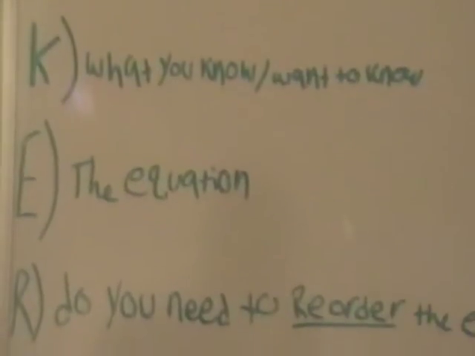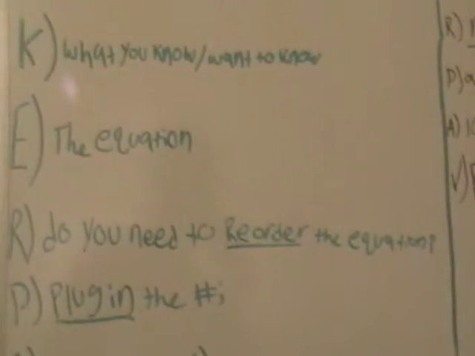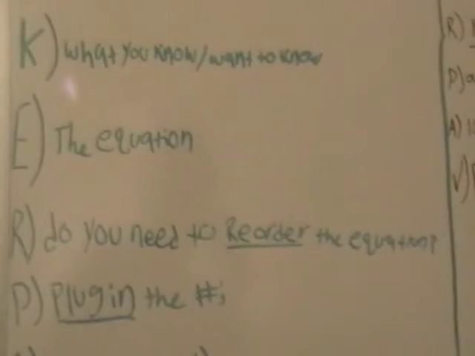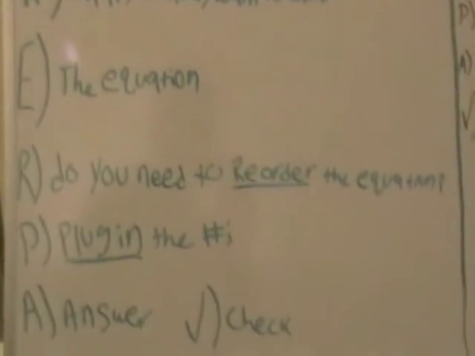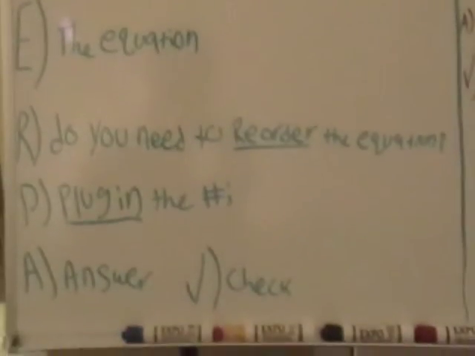And we go down. The R is, do we need to reorder the equation? So say we have an equation, but we need to solve for a different variable in that equation. This is where we will reorder it. The P stands for plug in, so we plug in the numbers. And A is answer, and then the check is check.